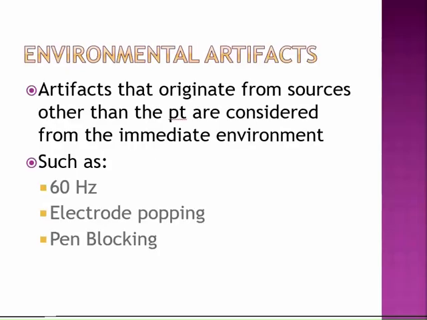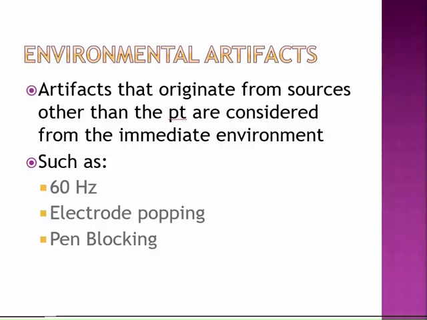Environmental artifacts. These are artifacts that originate from sources other than the patient, typically from their immediate environment. So it usually comes through in the 60 hertz range, because all of our wall outlets and electrical devices in the United States operate on 60 hertz. So that's where you'll see it come through, and it's also called 60 hertz artifact because that's what it is. It's the frequency of the artifact coming through.